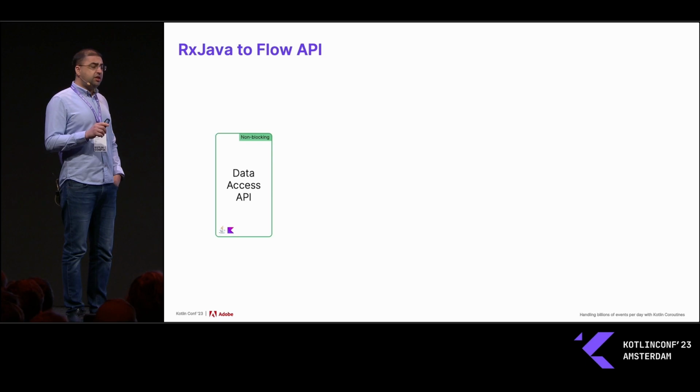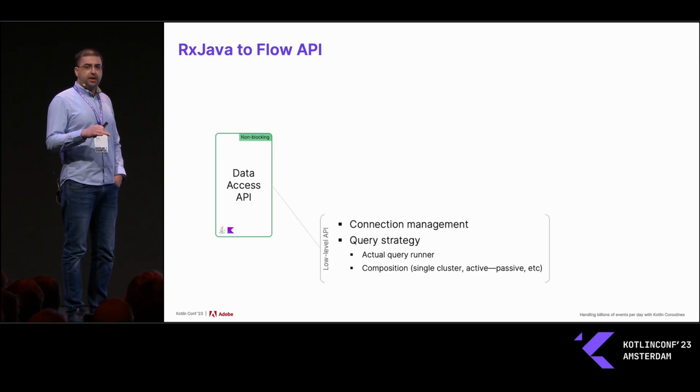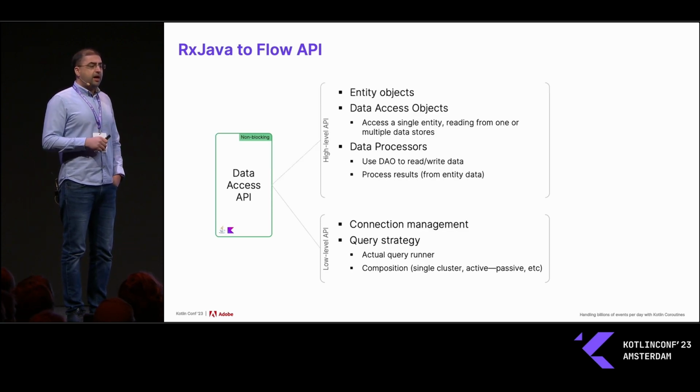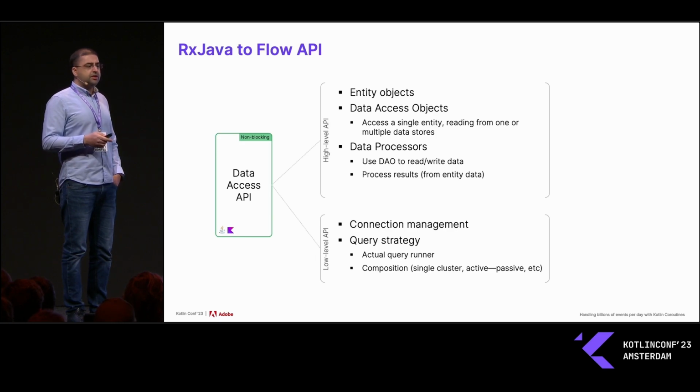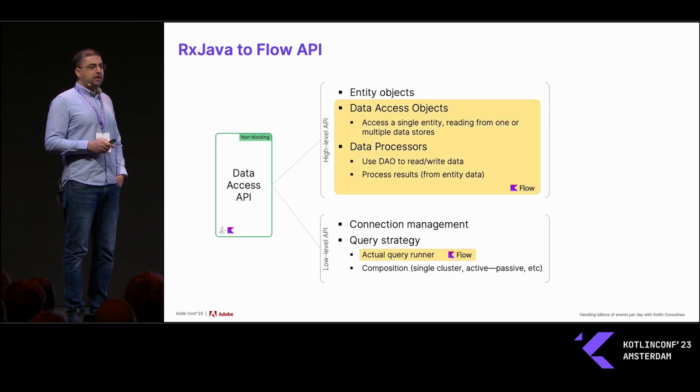To better understand what exactly we've changed, let's dig a little bit further into the data access API. We can actually split it into parts. A low-level API that was handling connection management and defining the query strategies that you saw earlier, and a high-level API where we're defining entity objects, data access objects, and data processors. The data access objects were used to access a single entity from one or multiple stores, while data processors were further refining those results. We wrote a new query executor with Kotlin Flow, as well as a complete rewrite of data access objects and data processors to use Kotlin Flow.